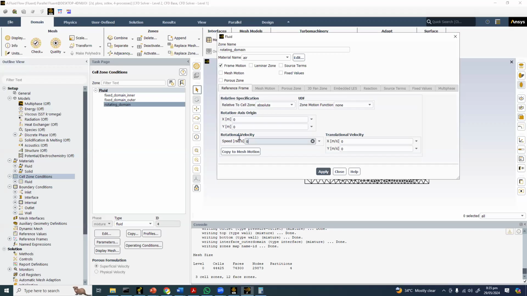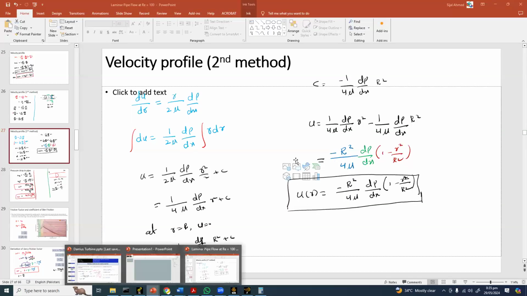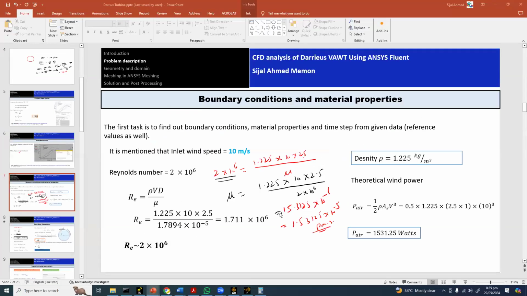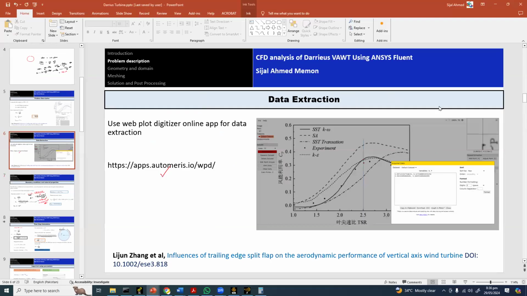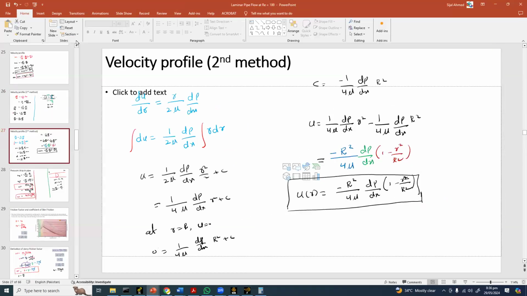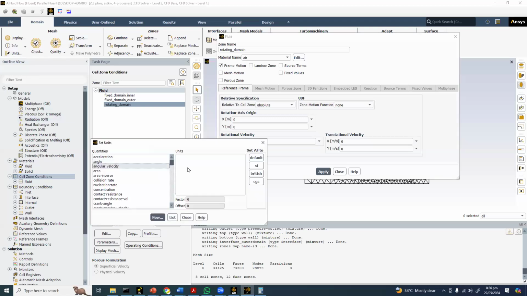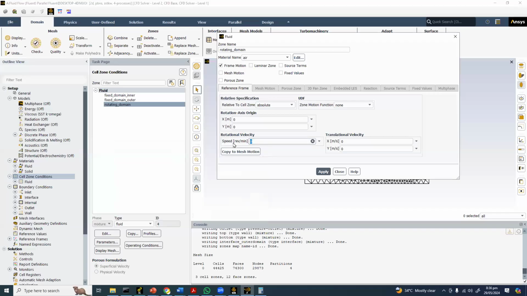Okay, now you can put the data in radians per second, which we have determined is equal to 20 radians per second. Or you can convert the system to revolutions per minute. You can change it from domains and units, angular velocity, to revolutions per minute. Now you can put the value as RPM, so 191. It's your choice actually.